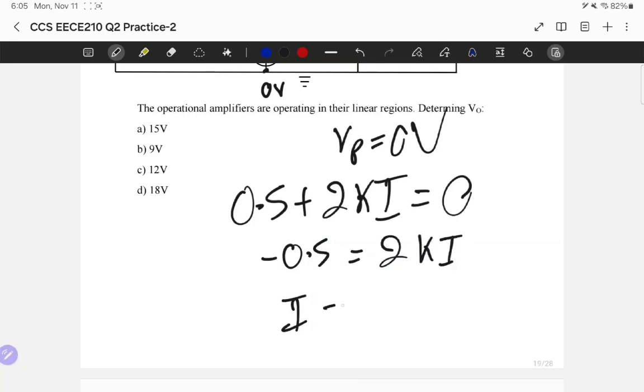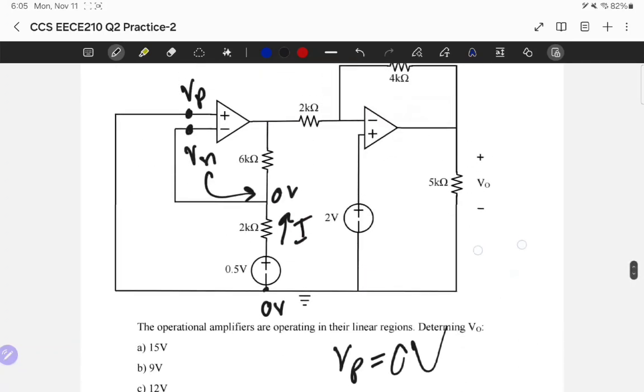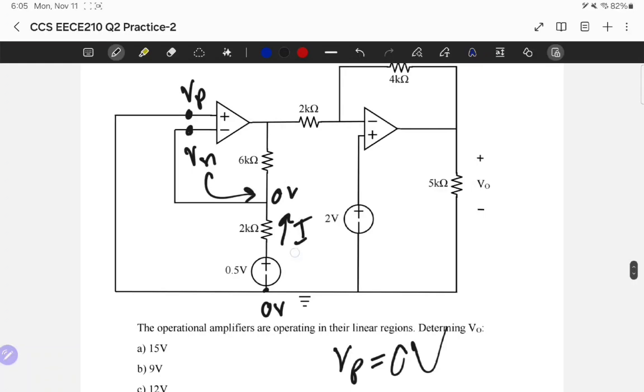So I is equal to minus 0.5 over 2k. And this is gonna be equal to some number. I'm gonna call it I again. So the current in here is I calculated it, and it's a negative value. So actually its direction is this. In the back of our minds, the current is flowing in the opposite direction, down to the ground. But I'm gonna keep with the convention that this is I and it's negative.